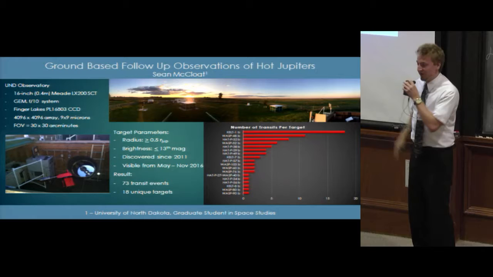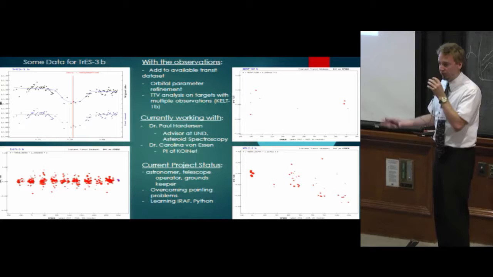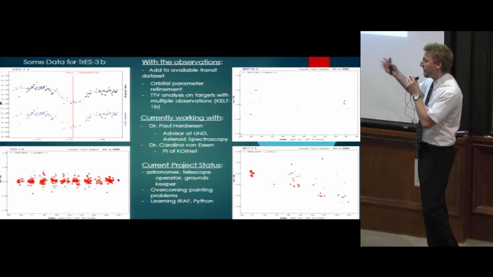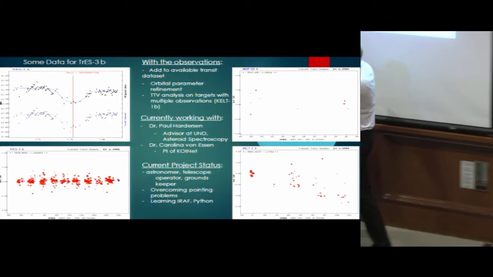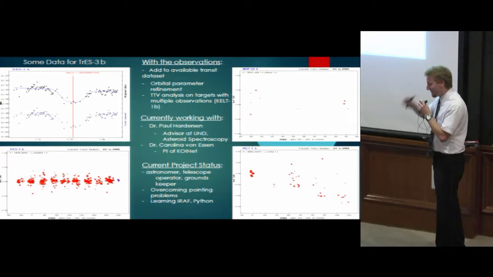So with the data, hopefully I'm going to add to the data sets that exist for these targets, particularly on the Exoplanet Transit Database, or ETD. So I already observed, just one example here is TrES-3b, which isn't on my target list, but it's a big, bright planet that I was able to observe. And down here, this is the data set for that planet on ETD, and this blue dot is special because that's my blue dot, and that's where my data fits in with the rest of the data there.